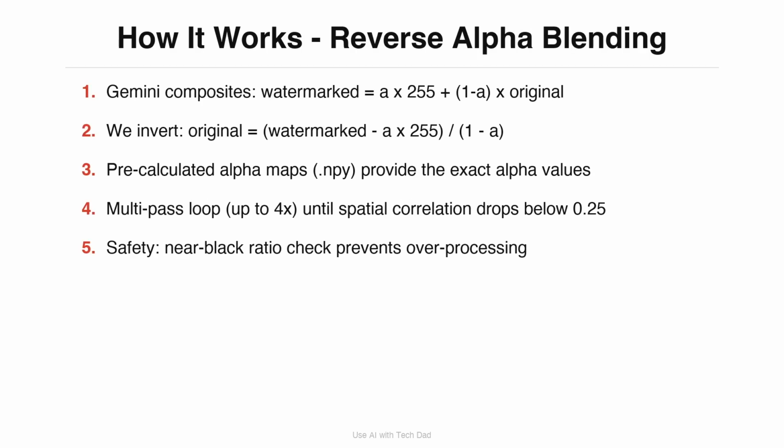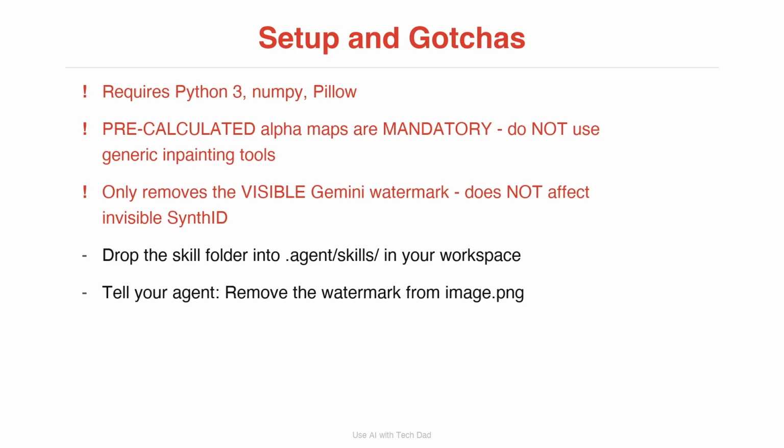Here's the core insight. Gemini applies a white watermark using standard alpha compositing, alpha times 255, plus 1 minus alpha, times the original pixel. Since we know the watermark color is pure white, and we have the exact alpha map, we can algebraically invert this formula to recover every single original pixel. The script runs up to 4 passes, checking spatial correlation after each one, and stops when the watermark signal is gone.